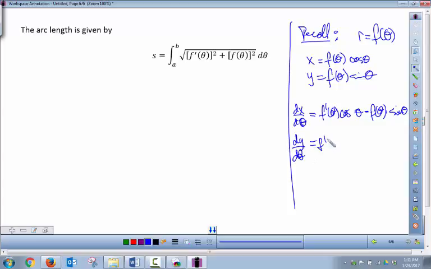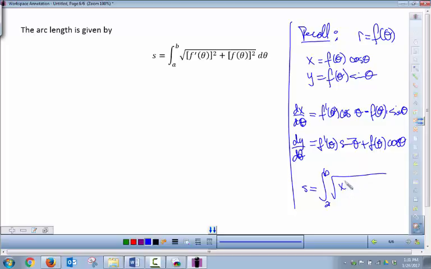So derivative of the first times the second plus the first times the derivative of the second. Now, the formula for the arc length before was to have x prime of t squared plus y prime of t squared.